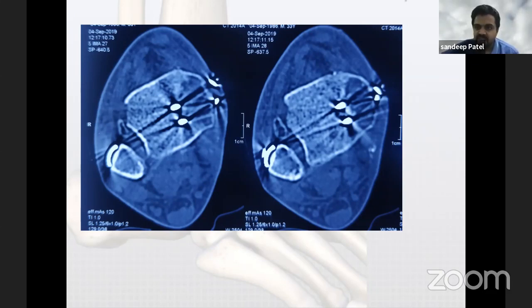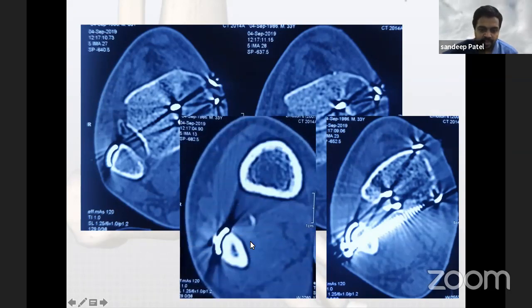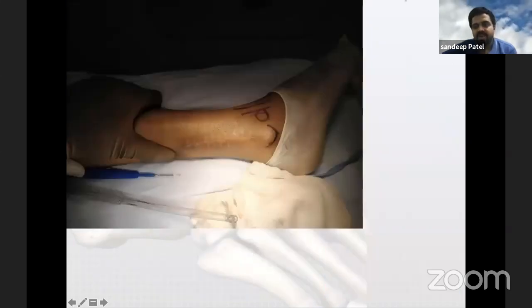There should have been a CT scan initially. They should have understood the fracture pattern. That was not done. You can see the syndesmotic screw. It's going all the way posteriorly, missing the main part of the tibia as well. And the position of the plate is completely wrong. So then we went ahead to do a revision for the same.